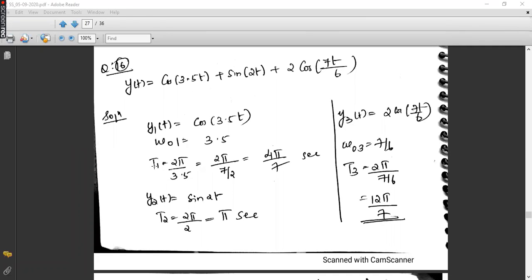From this, you will calculate T1. What is T1? 2 pi by 3.5. So 3.5 we can put as 7 by 2. So it will become 4 pi by 7. Put it in the fraction format itself, because it will be easier for the simplification later. So don't put in decimals. You can put in fraction format itself. So the answer for T1 is 4 pi by 7. Is it clear for you? The first term.